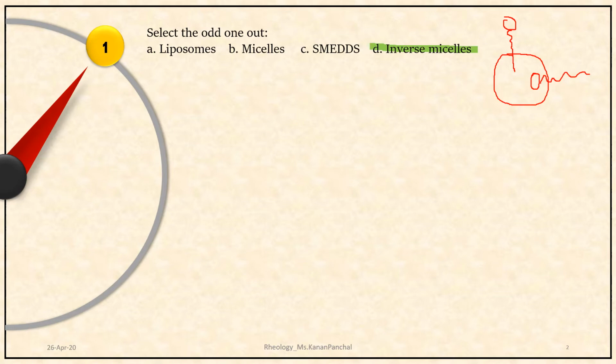So inverse micelle is also called as reverse micelle, and it is usually the arrangement of a water in oil type of emulsions.